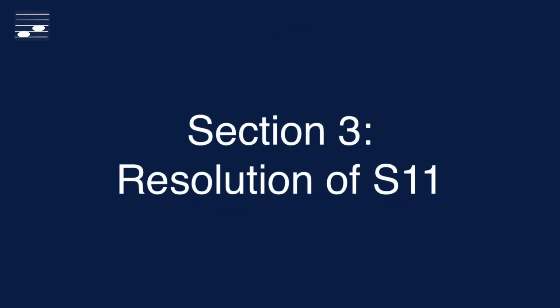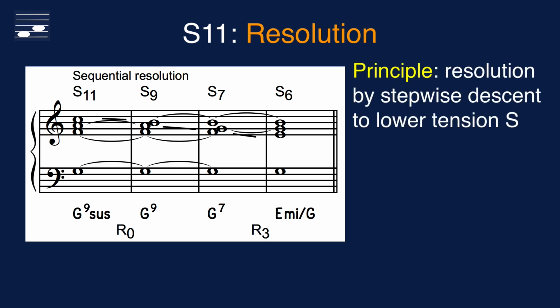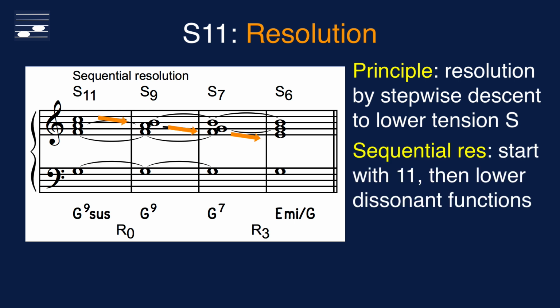Let's consider the resolution aspect. As was the case in the other dissonant chords, such as the S7 and S9, all dissonant chordal functions resolve by descending stepwise motion. What we see here is the sequential resolution mechanism, starting with the highest chordal function 11, then the 9th, and finally the 7th.